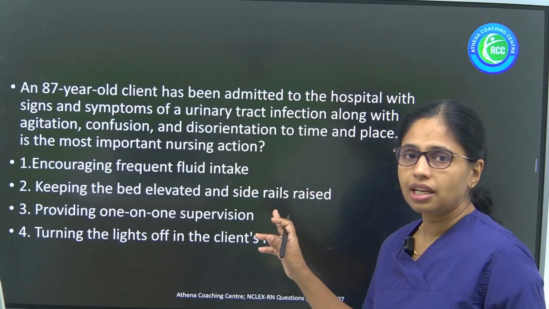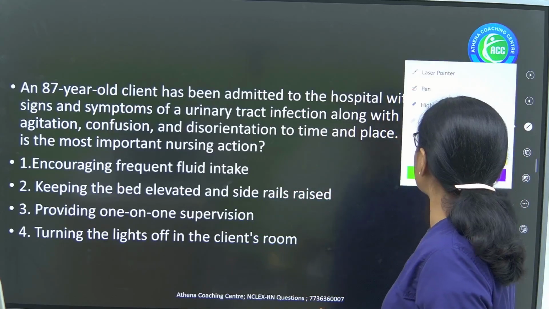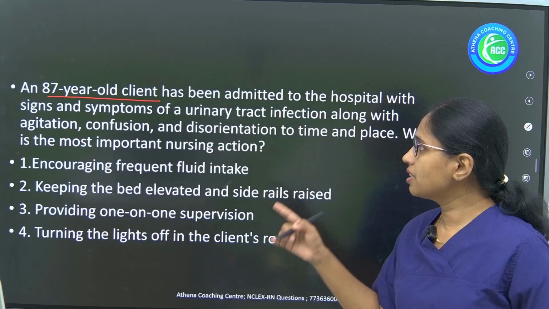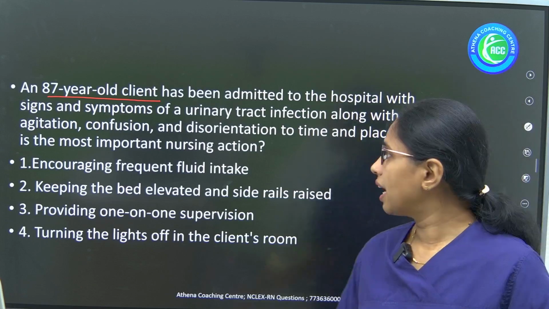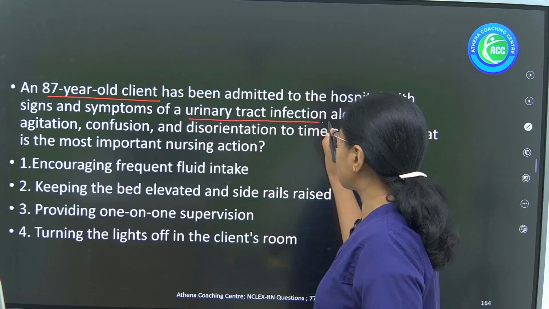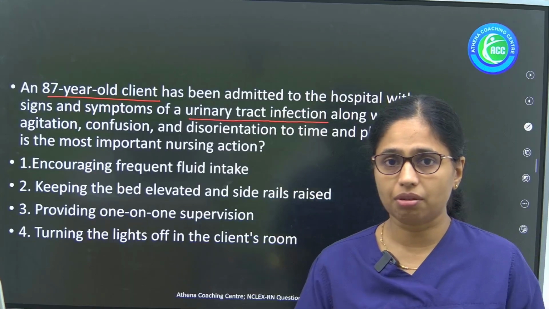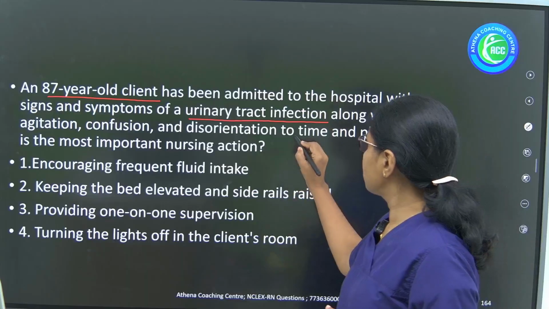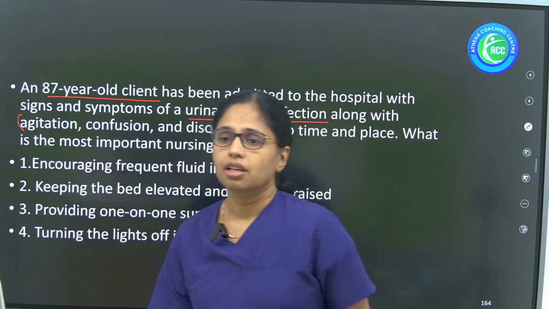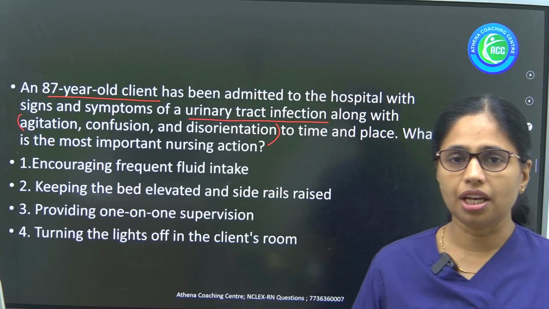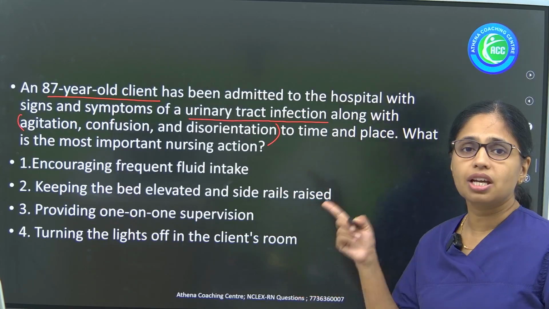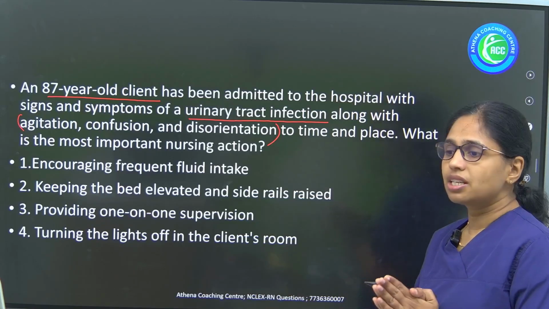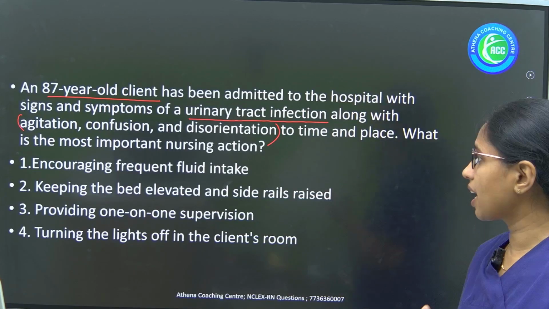Patient with a UTI. So here basically there are two points we need to notice. Number one is age. Age is 87-year-old client and with urinary tract infection, that is the diagnosis. And what are the other symptoms? Agitation, confusion, disorientation. So an old-aged person has UTI, plus agitation, confusion and disorientation. Okay, so what is the most important nursing action?